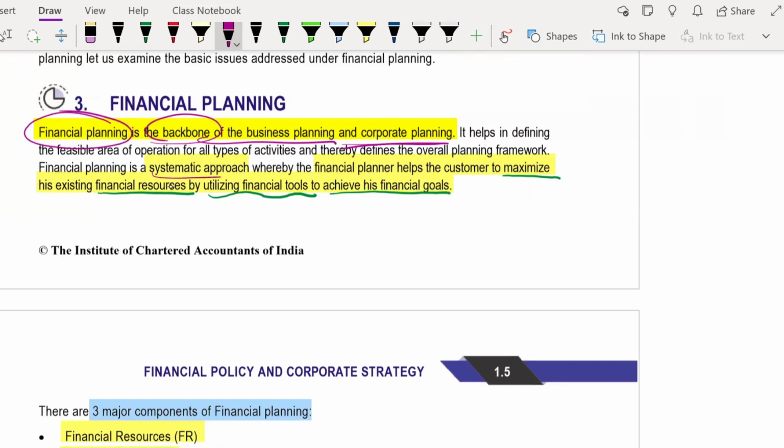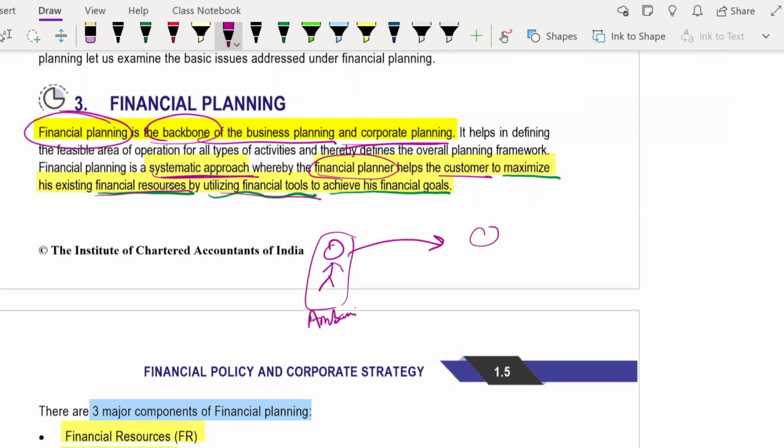Financial planning is a systematic approach whereby the financial planner helps the customer to maximize his existing financial resources by utilizing financial tools to achieve financial goals. Okay, so let me split this up and explain. Suppose I am a customer. Suppose this is Ambani. He is the customer.